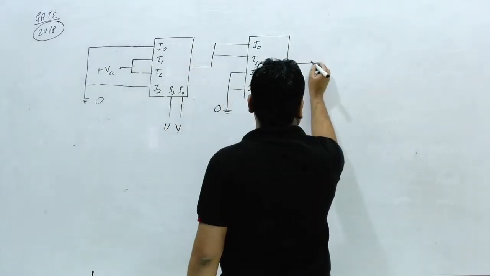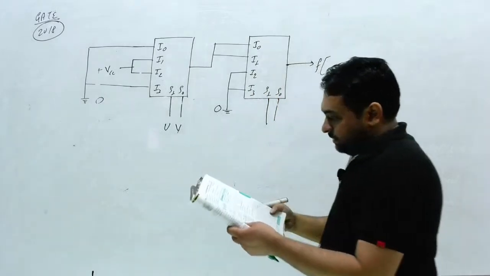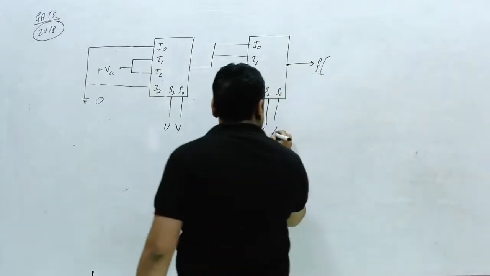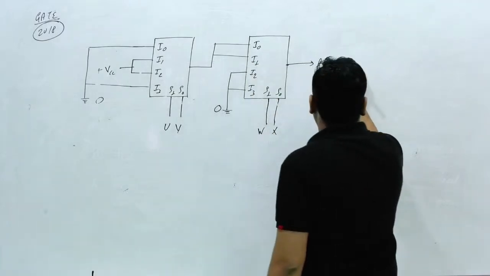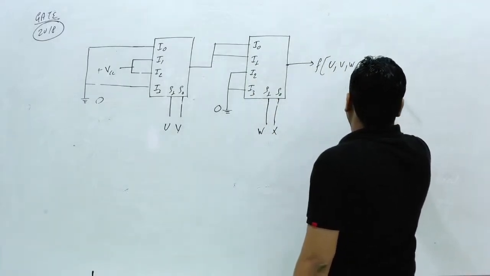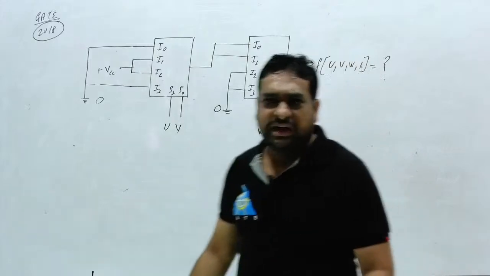What is the output function? Then output F in terms of U, V, and this is W, X. Function of U, V, W, X. You have to find out this function. Very easy question.